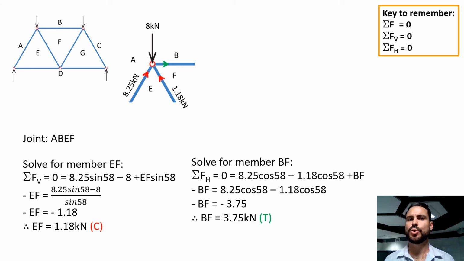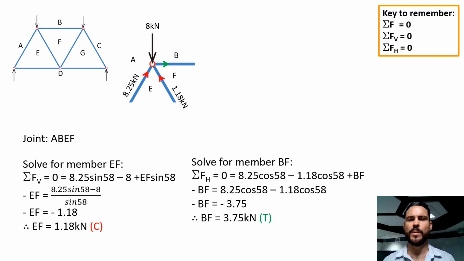Looking at our total sum of forces in the horizontal, we've now got 8.25 cos 58 minus 1.18 cos 58 plus member BF. We work our way through, punch that into the calculator, and we end up with our answer, a positive value, 3.75 in tension.